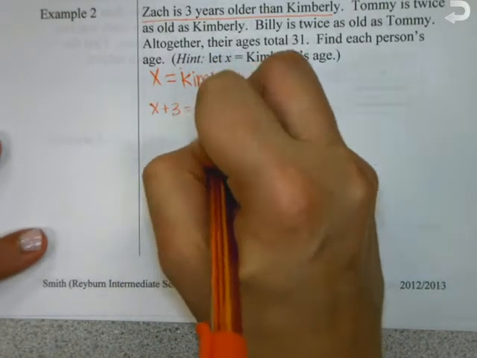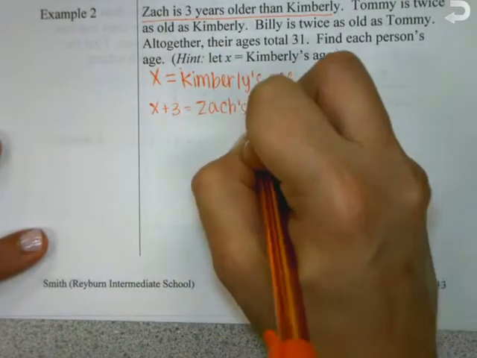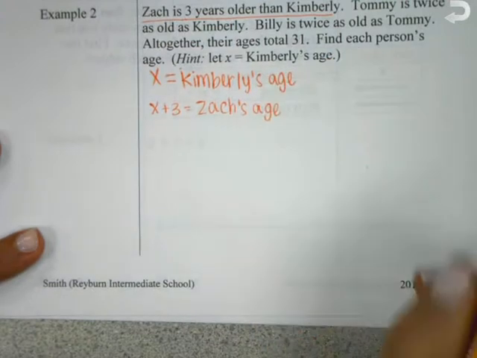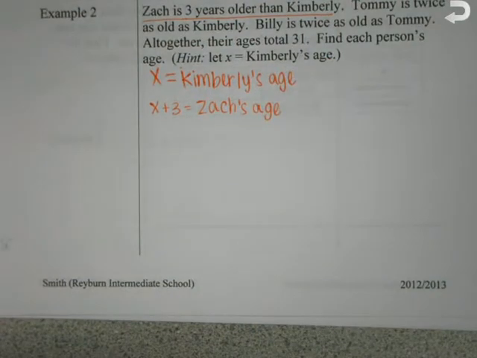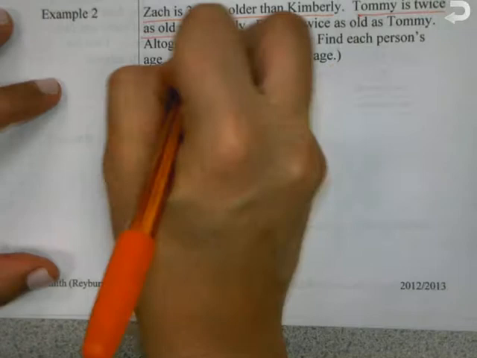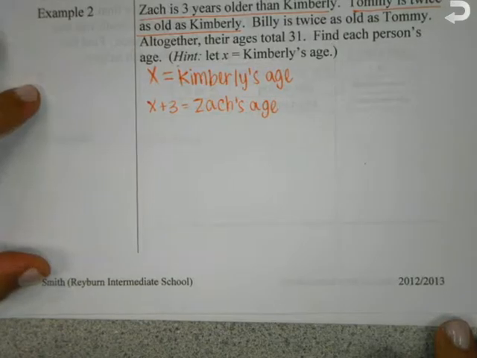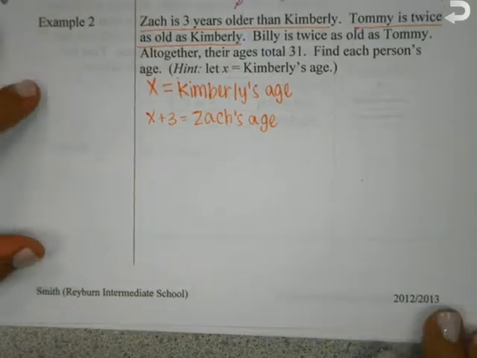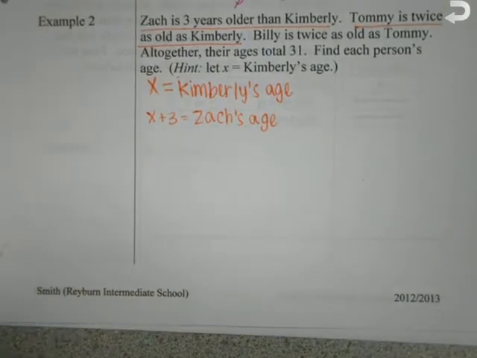Okay, so we just want to write everything down. Let's see. Tommy is twice as old as Kimberly. So how would I represent Tommy's age? X plus 2 or 2 times X? 2 times X because he's twice as old. So 2X equals Tommy's age.